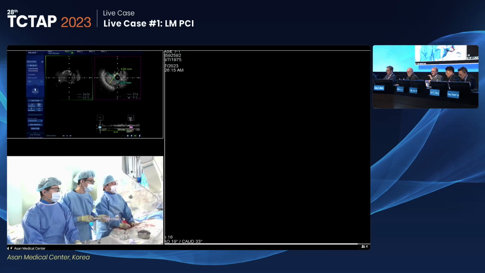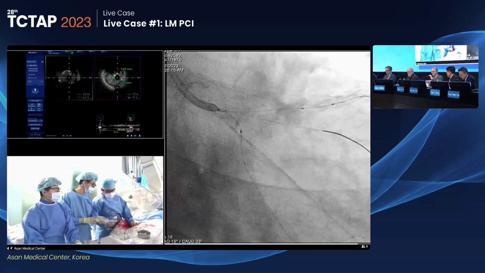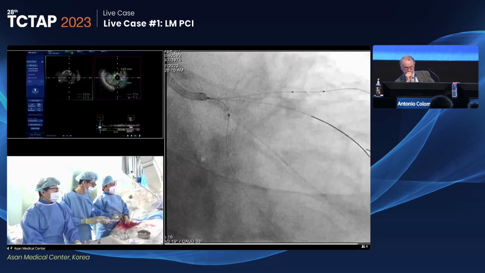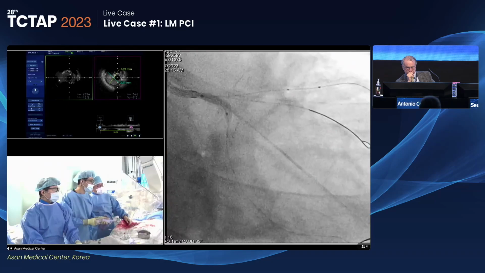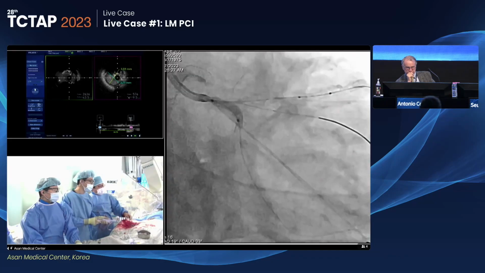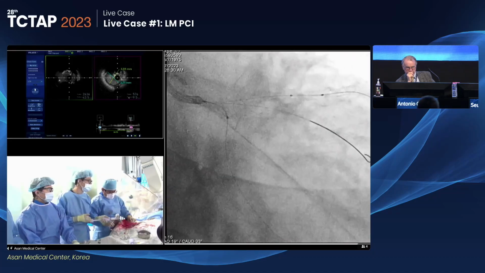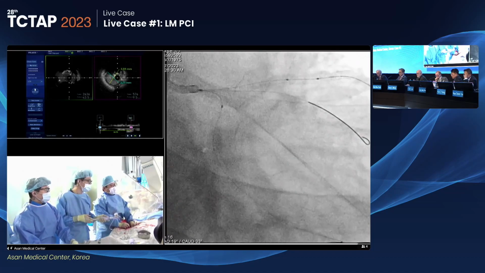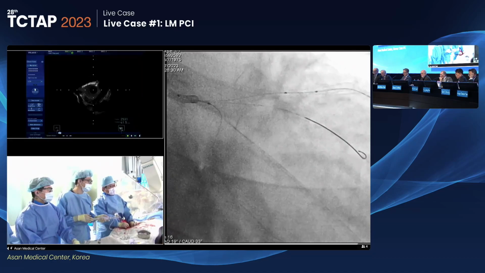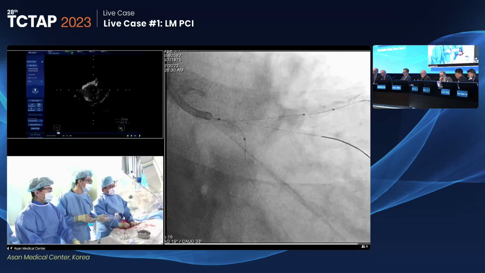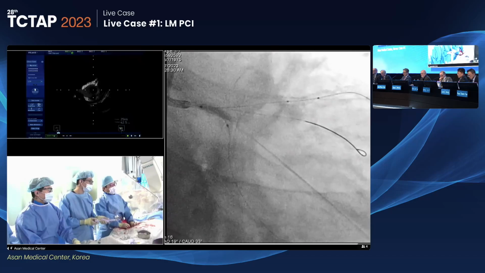What size balloon is this? 3.0 high pressure balloon. What size? 3.0 by 20. 16, 18, 20, 24. Yes, can you see the full dilatation of the balloon, no indentation, so well dilated. Heavily calcified, but the calcification is well modified by the high pressure balloon. 16. Deflation.